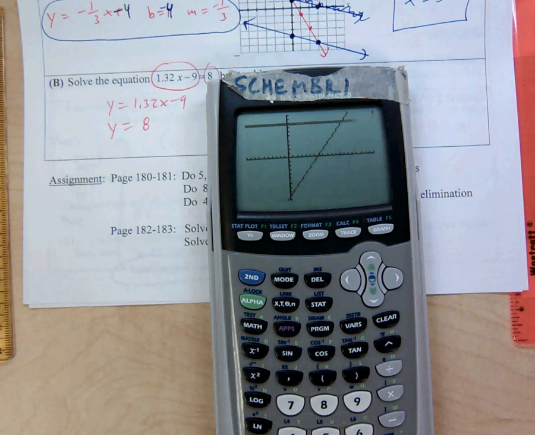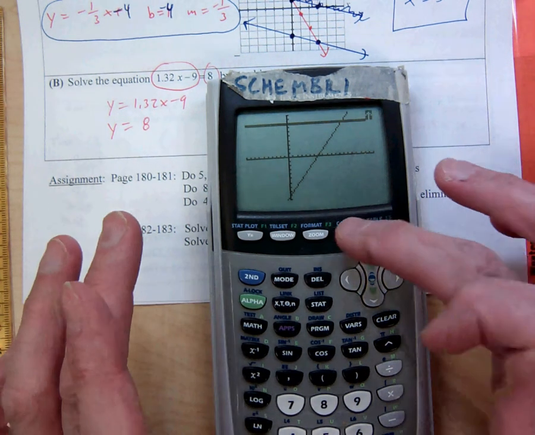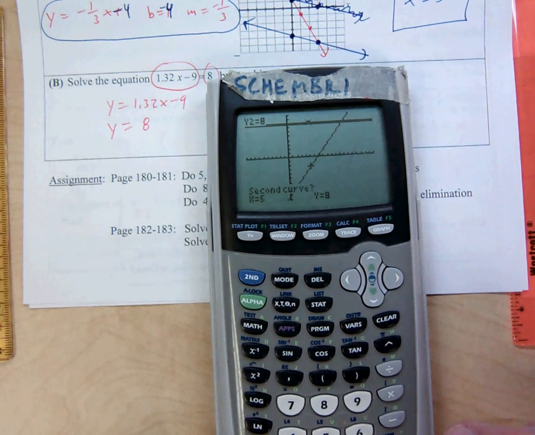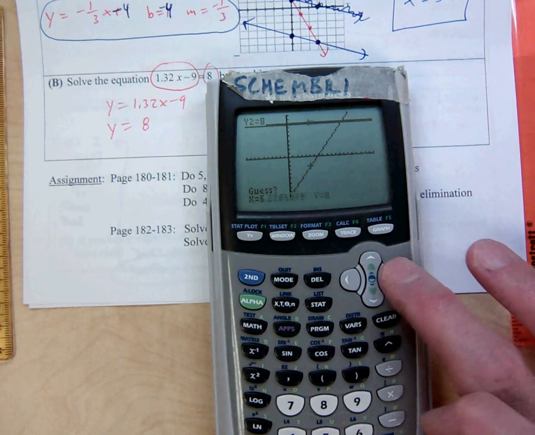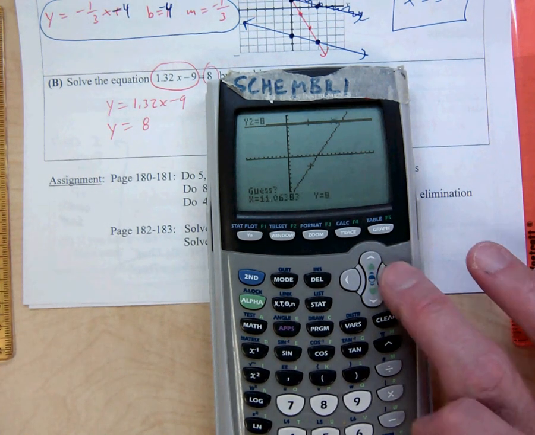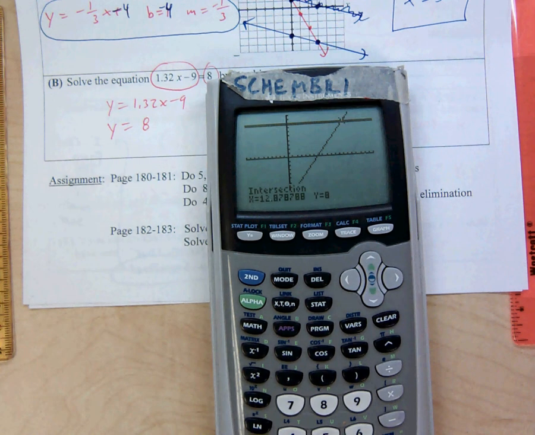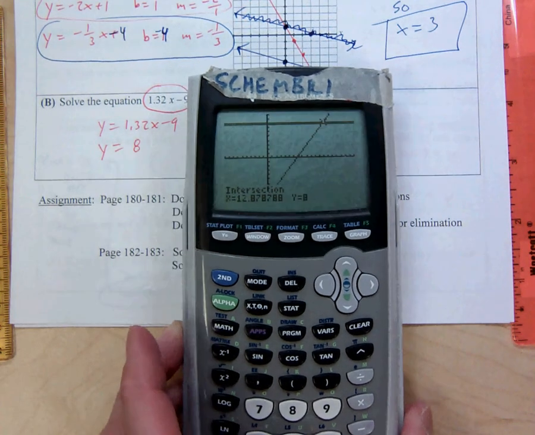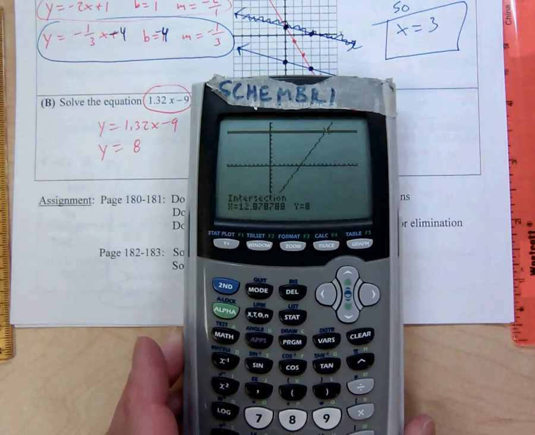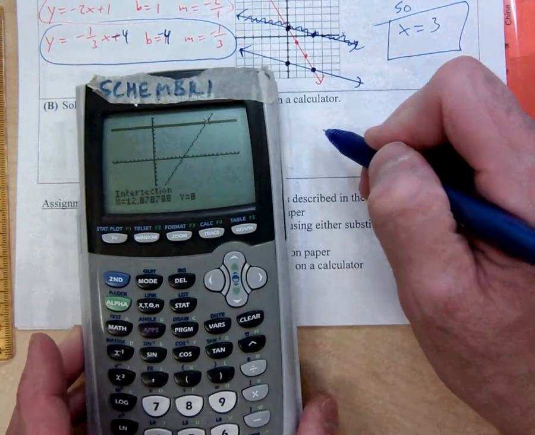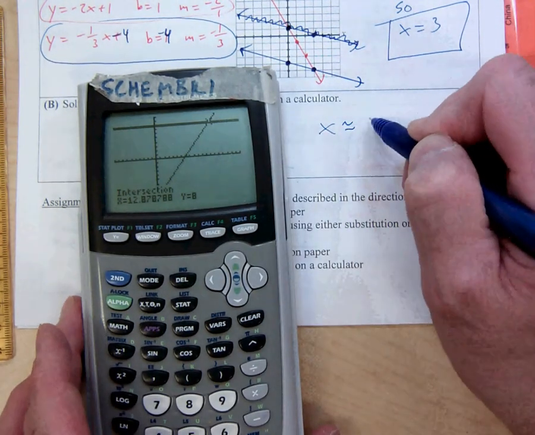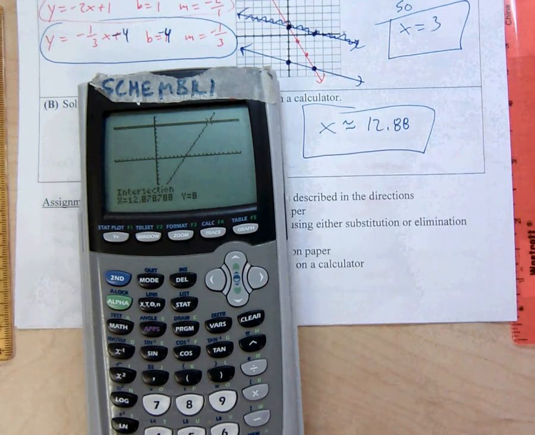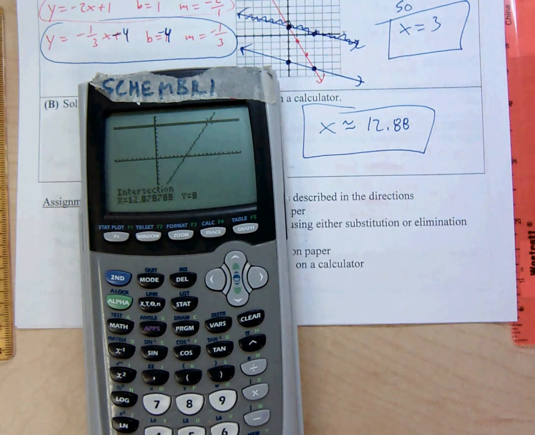Okay, I can see where they cross, and now you do what? Second, trace, intersect. First curve, just hit enter. Second curve, just hit enter. On guess, move close to where they cross and hit enter again. You're not done until it says the word intersection. So the solution is what? Remember, you don't want the y, you just want the x. X is about 12.88, isn't it? Everybody agree? It's approximately 12.88. There it is.